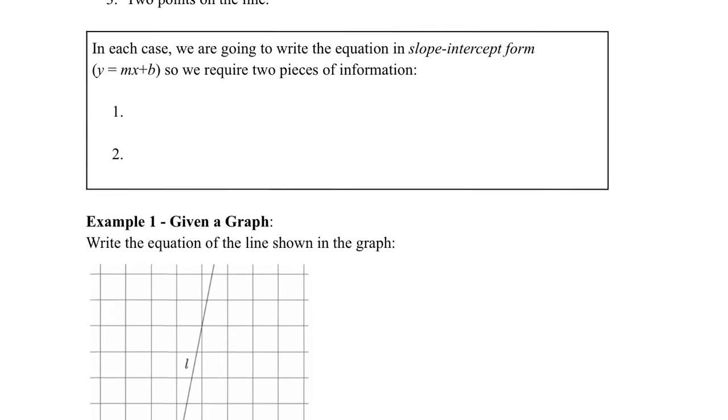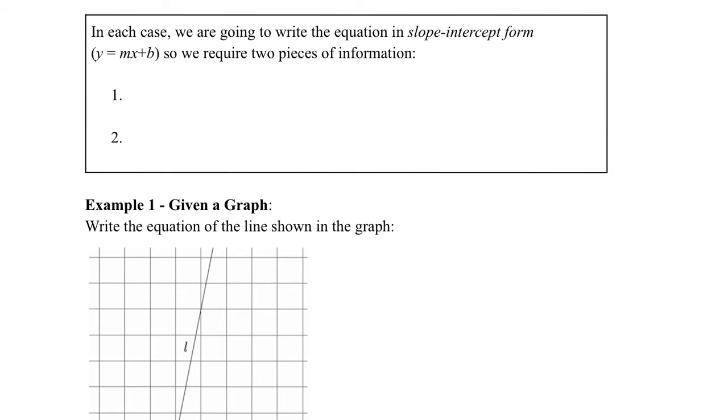So we are going to be writing our equations in slope-intercept form, which is y equals mx plus b, which means we need two pieces of information. We need to know the slope, and we need to know the y-intercept. Those are the two pieces of information that we need. Once we know the slope and y-intercept, we can just plug it in for m and b.